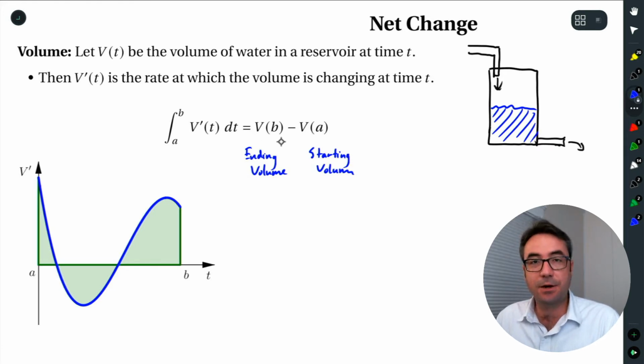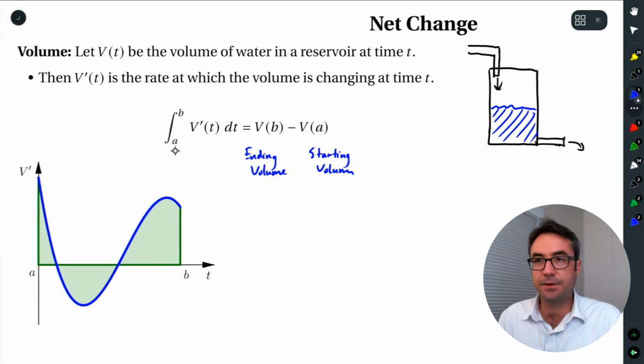If this quantity is 0, well that means our starting volume and our ending volume are the same. So we have some water coming in, we have some water going out, and they're perfectly balanced. There was no net change in the volume of our water over that time interval. Our starting volume and our ending volume are exactly the same. And if this quantity were negative, well, that means V of a is bigger, and that means our starting volume is bigger than our ending volume. So the overall effect during that time interval is that we lost some water. All right, so that's what the right-hand side of this equation represents.